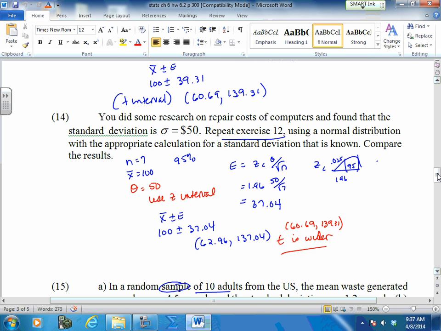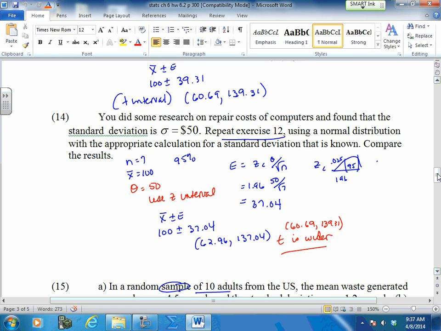Okay, number 14. You did some research, and they want you to repeat exercise 12, knowing the standard deviation of your population. That's one of the things in your flowchart. If n was less than or equal to 30, yes. Normally distributed, yes. But if you know your population standard deviation, you can automatically use your Z, because you know enough from previous information. Guys, I have 5 minutes. Don't pack it up. So use this again using your Z interval.